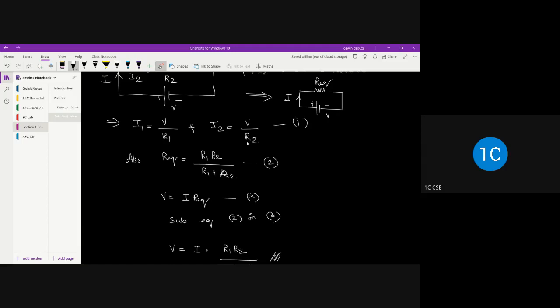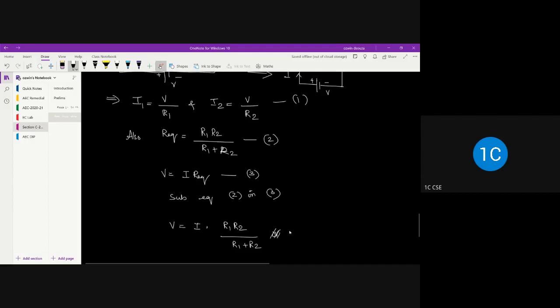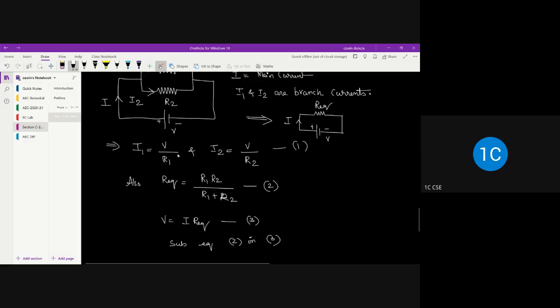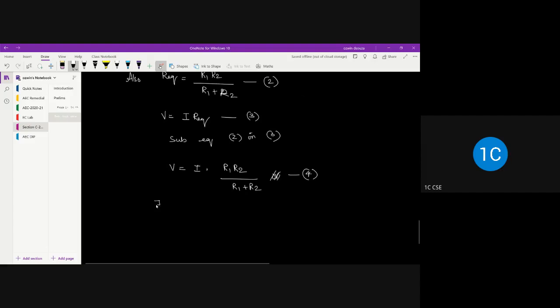So basically what we are trying to do is equate equation 1 and equation 4. That's because in equation 1, if you do the cross multiplication, you can get V is equal to I1 into R1. Similarly, V is equal to I2 into R2. So from equation 1, we can write voltage V is equal to I1 into R1, and voltage V can also be given in terms of I2 into R2.